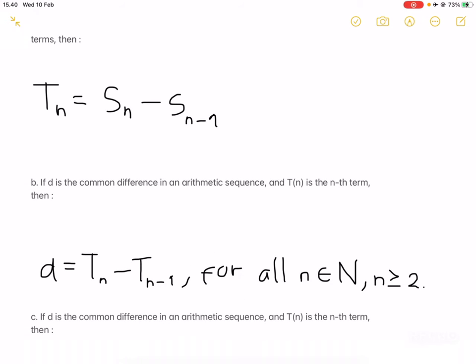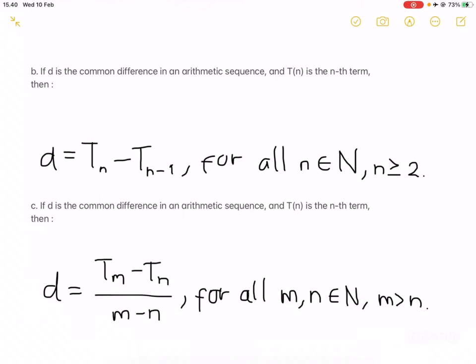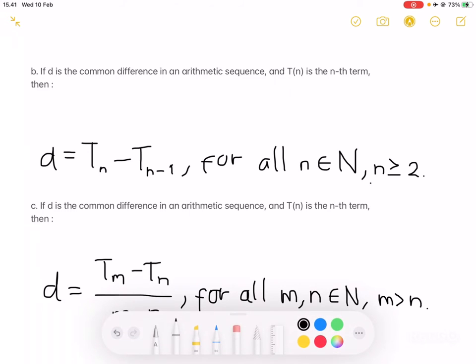Alright, and the second one has something to do with d. So if d is the common difference and tn is the nth term, then d is the nth term minus the n minus 1 term. And this applies for all n in the natural numbers which are equal to or greater than 2. And this bound of inequality is important, because if you take n equals 1, you'll get t of 1 minus t of 0, and t of 0 doesn't really exist, so it doesn't really make sense.